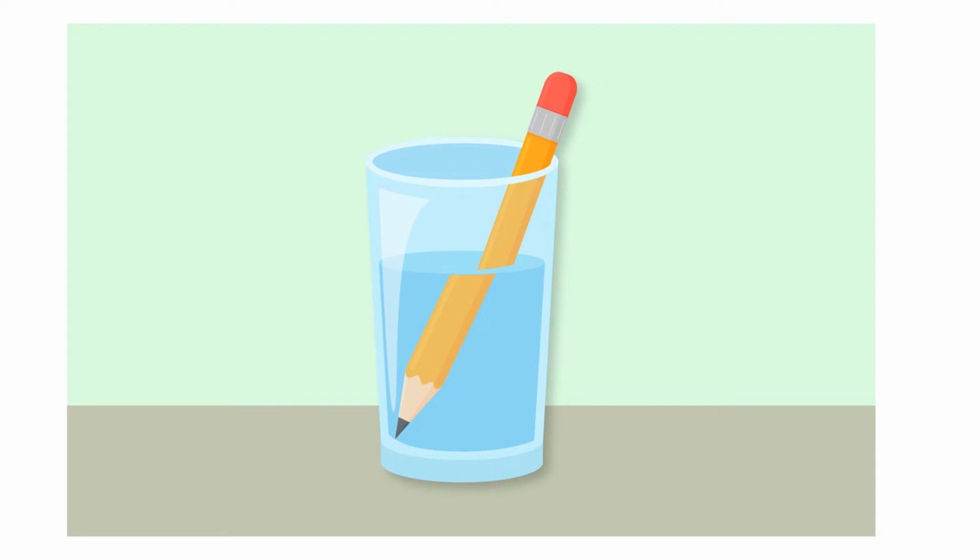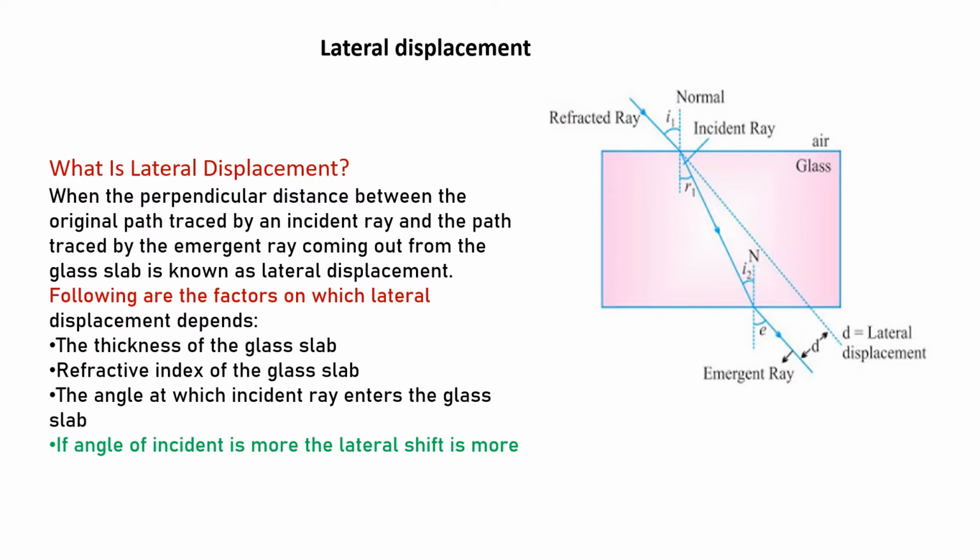Here, what type of phenomenon can you observe in this picture? You can see the pencil, right? It is supposed to be like this, right? But you have seen there is a little displacement in the pencil, right? So what is this displacement called, and how does this happen? So let's have a look. Here we call such type of displacement a lateral displacement.